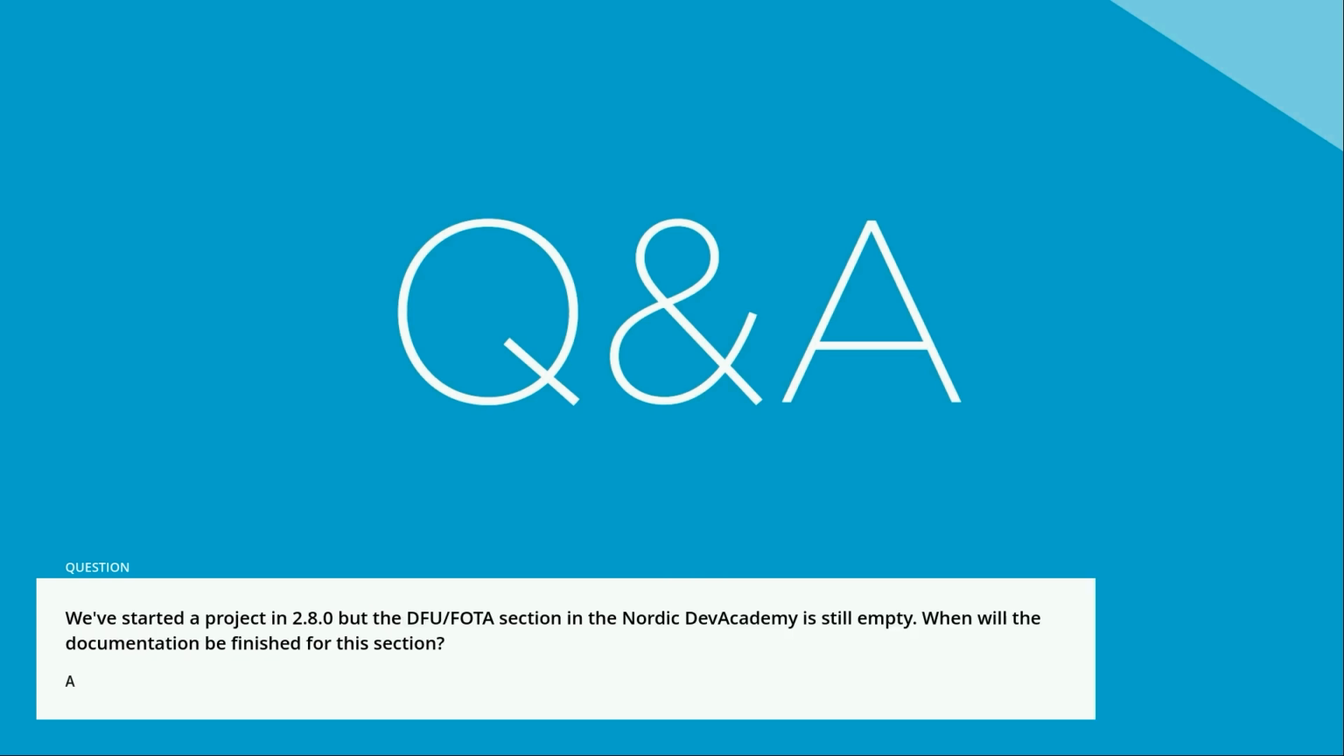Another one on DevZone. I actually went to check that out because I wasn't sure if this had been updated already. We started a project with 2.8, but the DFU photo section on Nordic Developer Academy is still empty. So this is on the nRF Connect SDK Intermediate course. When will the documentation be finished for this section? Now, I don't have a date for you. It's being worked on at the moment, but I think we're talking about weeks and not months to have this updated. We'll always try to keep the courses updated, but the changes introduced in the past few SDK versions were more significant than before, so it's taking a little bit longer to get the courses updated for these more recent SDK updates.